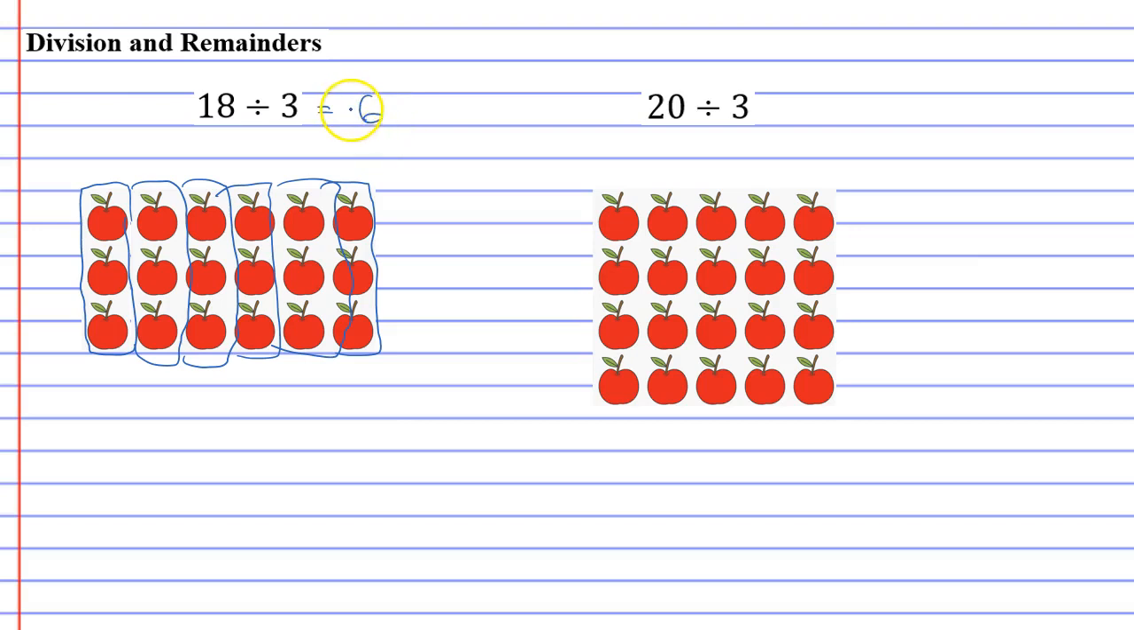Now there's actually a second method that you can use when you do this. What I might do is just delete this so we can see what's going on here. The other method is to basically split the 18 into 3 groups, 3 equal groups to be more specific. So there's 1, 2, 3 groups, and then you count how many apples are in each group. 1, 2, 3, 4, 5, 6. So we come to the same answer when we do that.